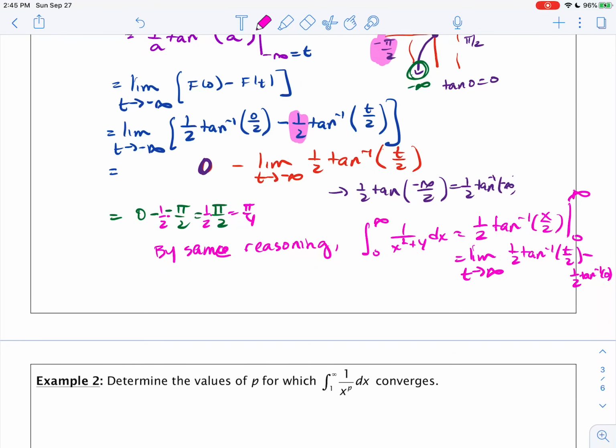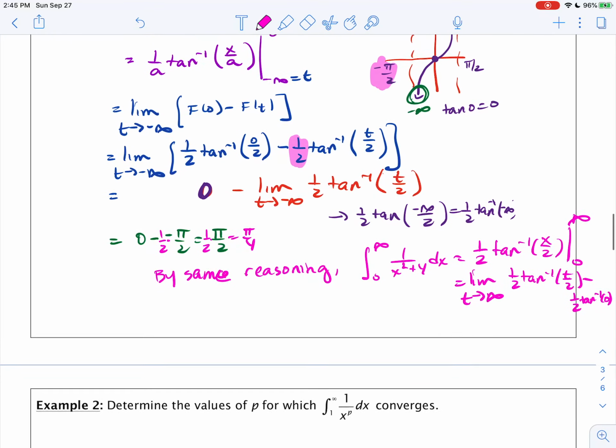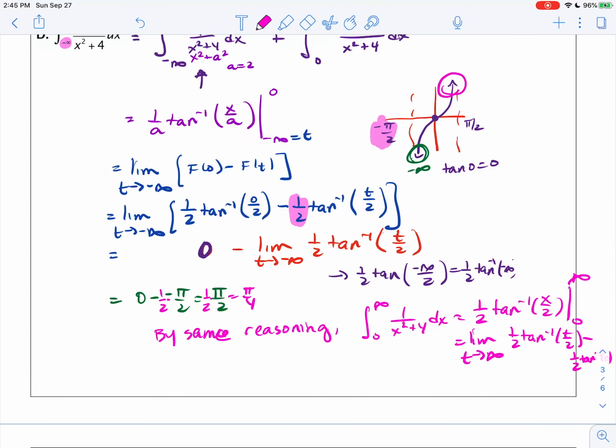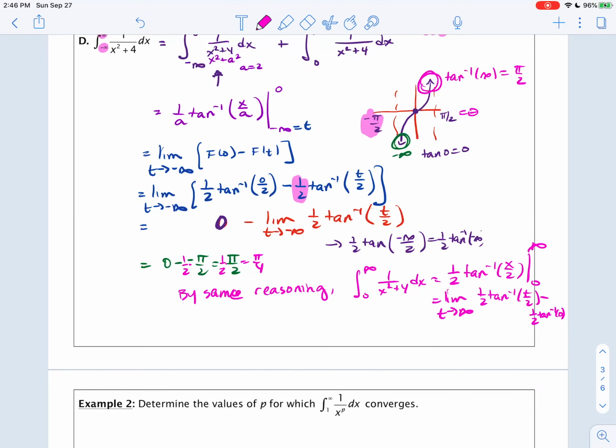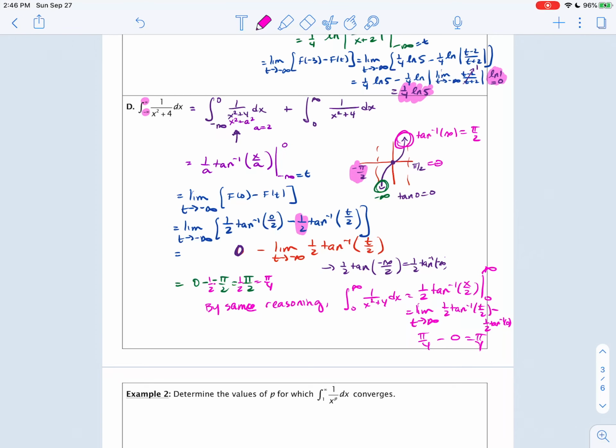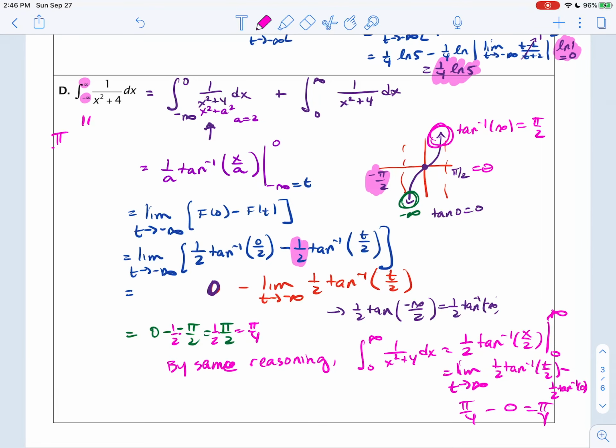And we know that the inverse tangent of 0 is 0. And we know that the inverse tangent of infinity is going to be pi over 2, right? Because inverse tangent is going to input the trig ratio infinity and output the angle pi over 2. And this is our angle theta. Good. So we will end up with pi over 4 minus 0, which is pi over 4. So we can conclude that this integral here is going to be pi over 4 plus pi over 4 equal to pi over 2, and our integral is convergent.